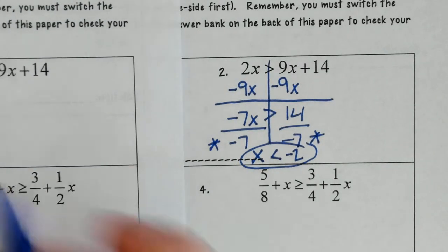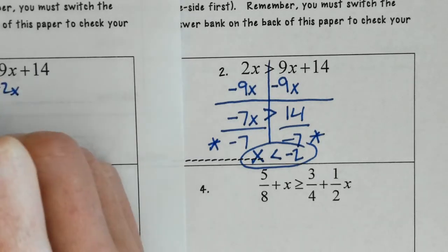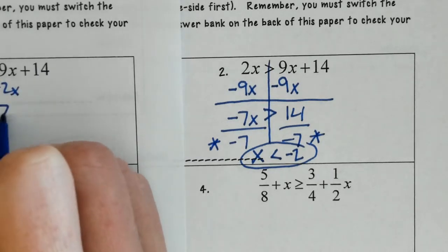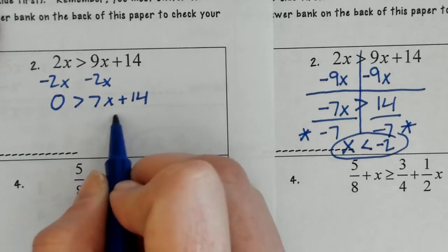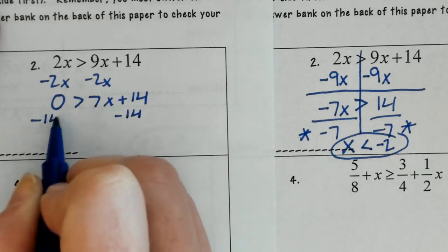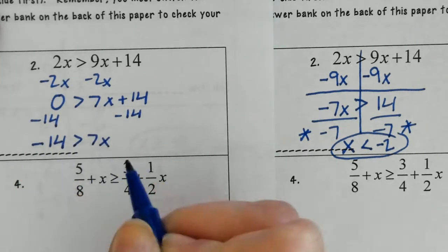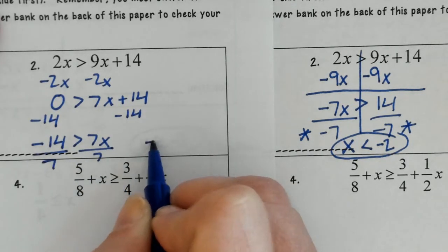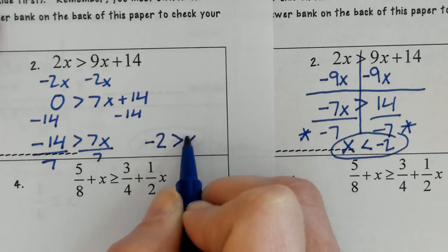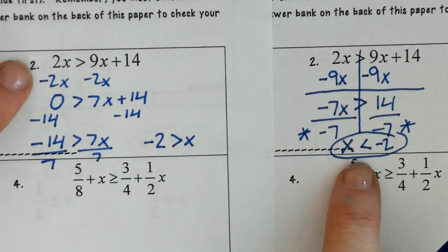If you did this problem the other way by subtracting 2x, you'll get the same answer. 0 is greater than 7x plus 14. Subtract 14 from both sides. Negative 14 is greater than 7x. Divide both sides by 7, and you get negative 2 is greater than x, which is the same thing as x is less than negative 2.